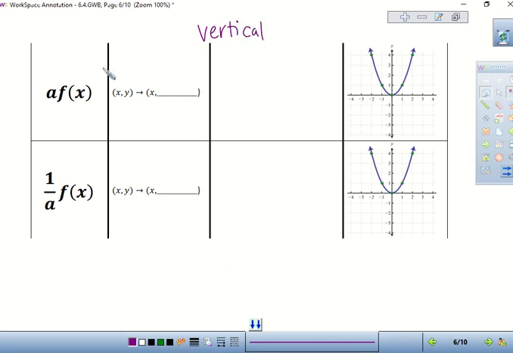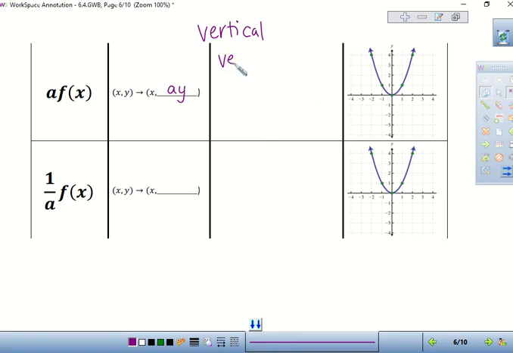So this one is what we call a vertical stretch. Very good. We take our y, and we multiply it by some value. So it's always a vertical stretch if the absolute value of the number that you're multiplying y by is greater than 1. That means it's stretching it. If it's less than 1, that means it's compressing it.